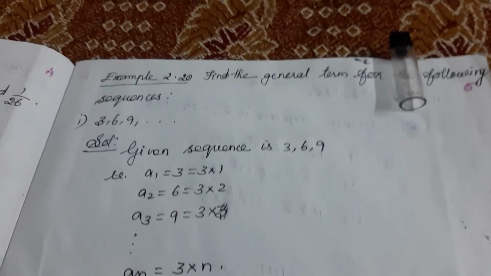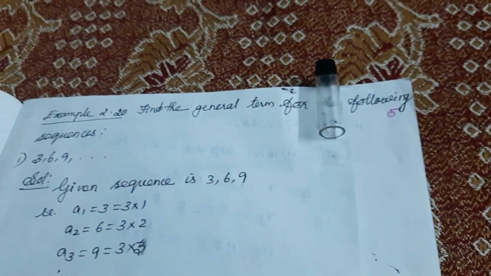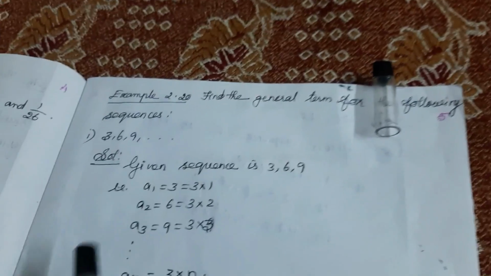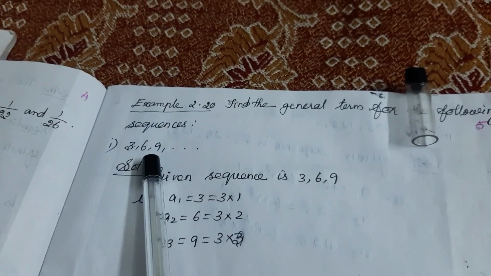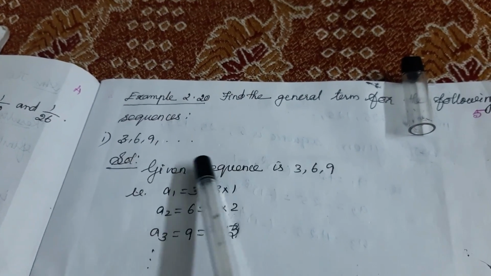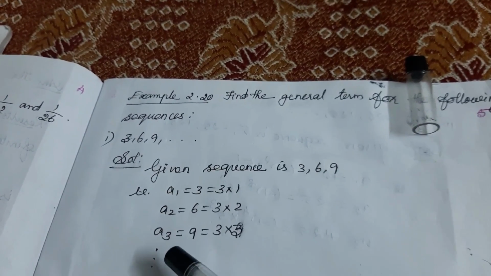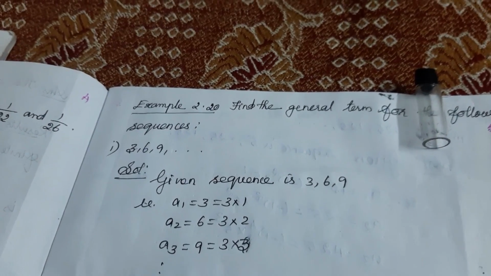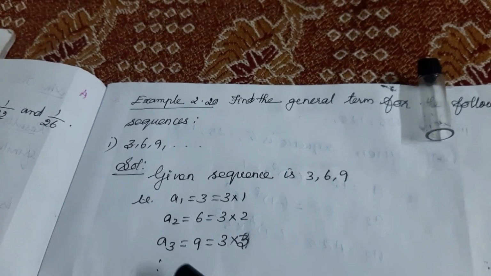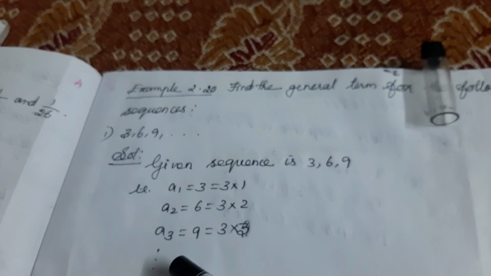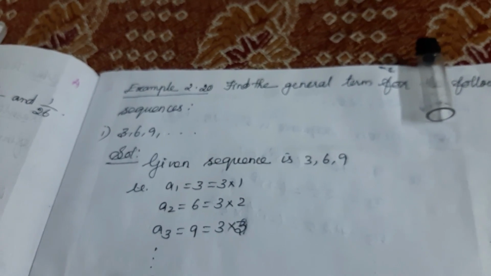Now we can study example 220. Find the general term for the following sequences. Only 3 terms are given in this question, and we need to find the general term. General term means an, the nth term. We can say particularly it is the nth term; the other name for it is the general term.